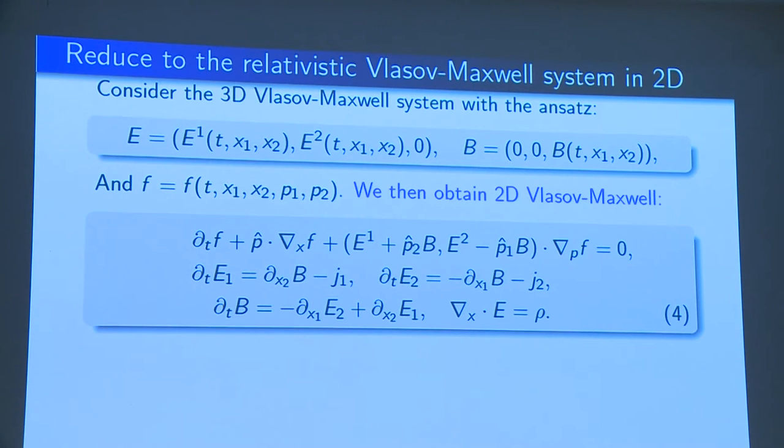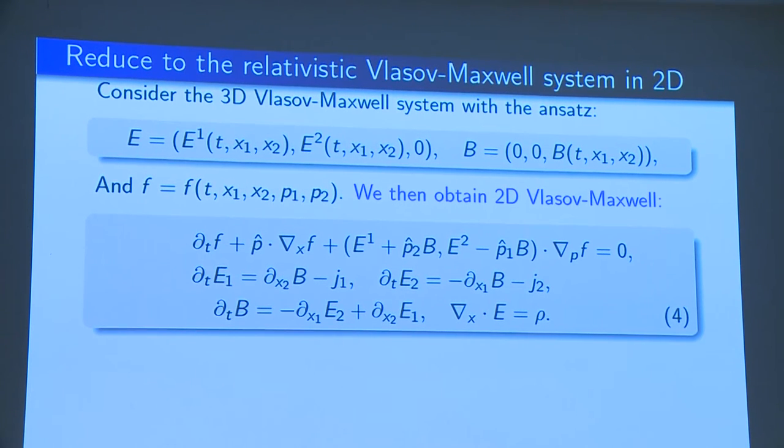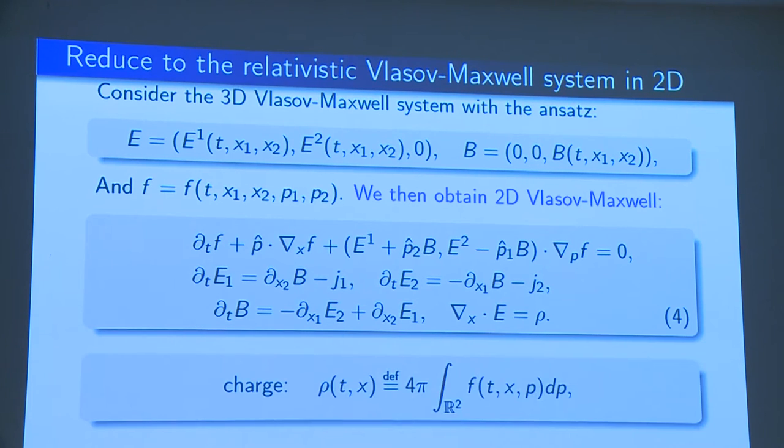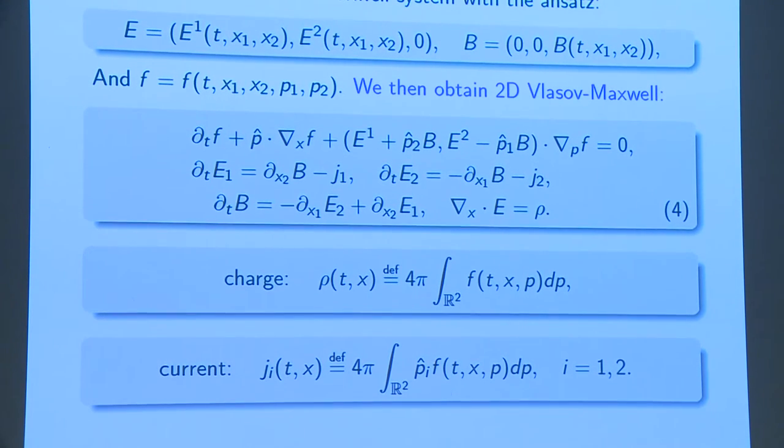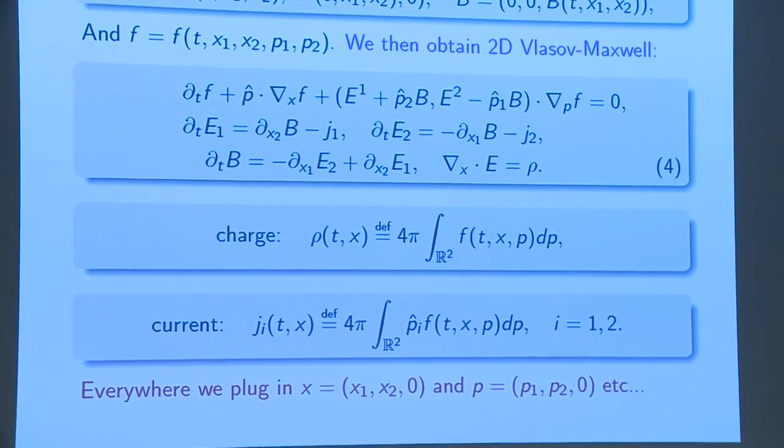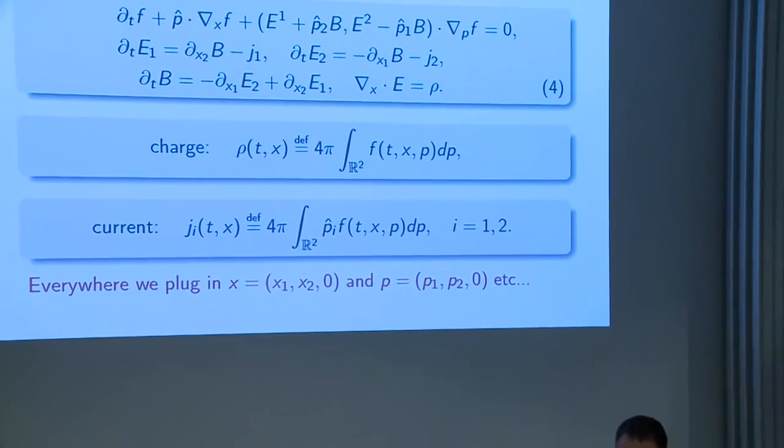And then you obtain what we call 2D Vlasov-Maxwell, which is the same equation, except you get a much simpler thing here. It's just E1 plus P2B and E2 minus P1B gradient P F, and Maxwell's equations simplify a lot. You only have one derivative on the right-hand side for each term. The divergence of B term disappears, and you have divergence of E equals rho. And you have the charge and the current again, except now they're integrated over R2 instead of R3, and everywhere you plug in X is X1, X2, 0, and P is P1, P2, 0, and then this is the equation.